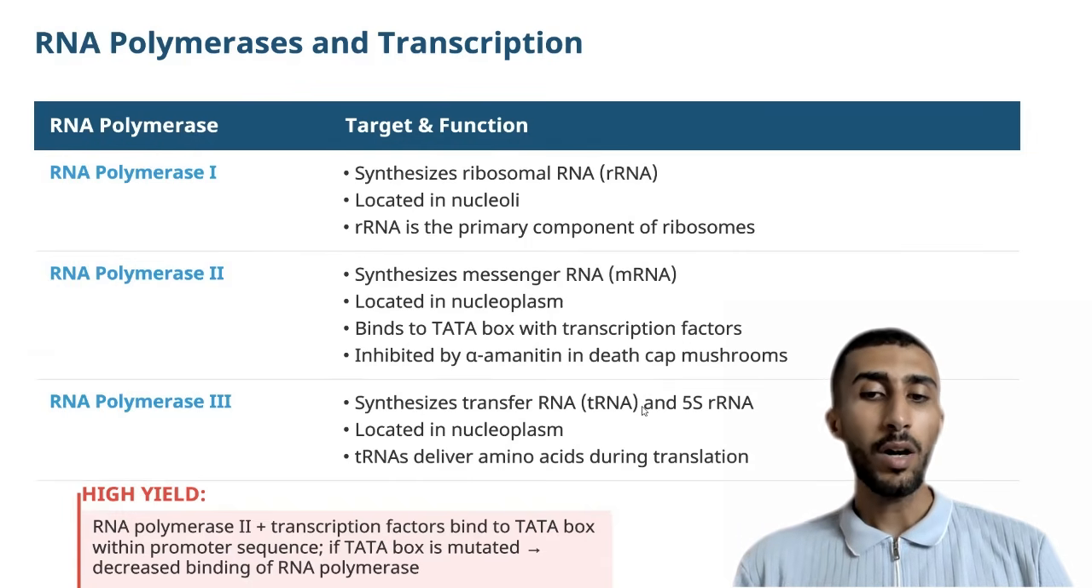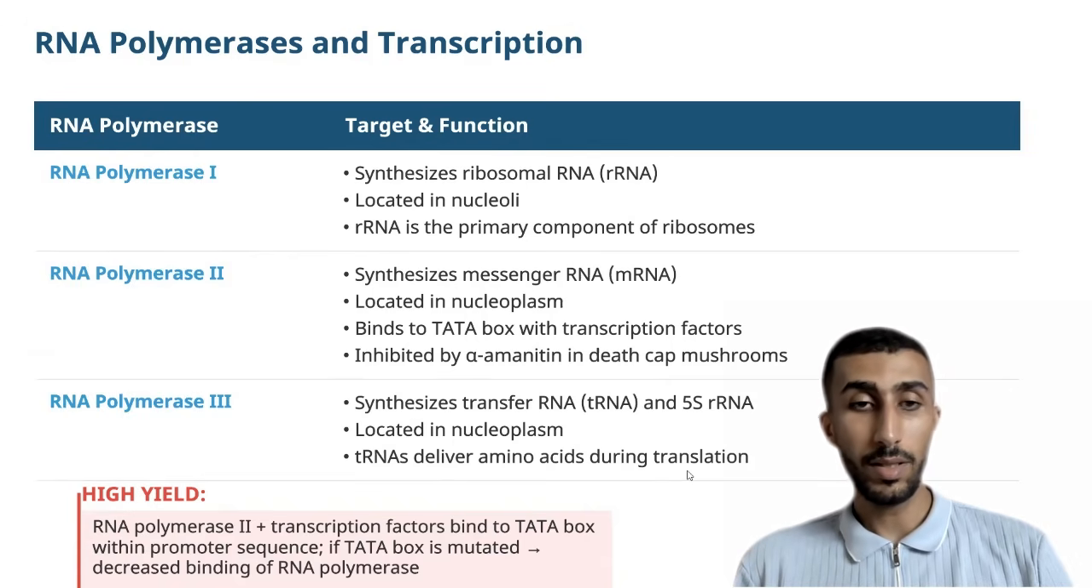of the transfer RNA. This is like the vehicle that delivers amino acids during translation. So the ribosome is the main factory, and the tRNA, or transfer RNA, is like the vehicle that is going to deliver amino acids for translation, aka protein synthesis.